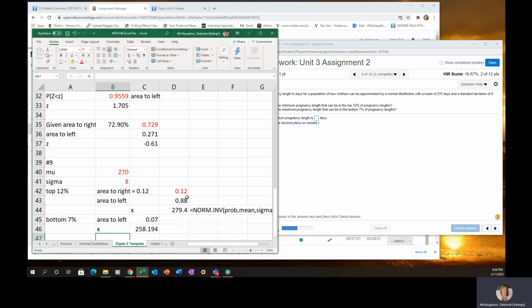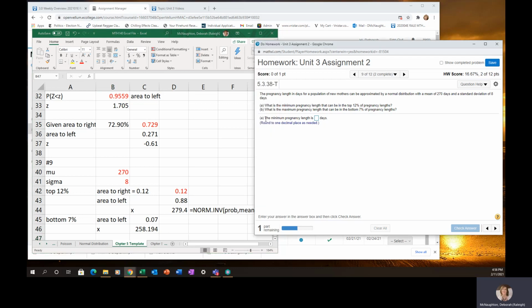For the top 12%, this should definitely be above the mean, and the bottom 7% should be below the mean. That's a check you can do to make sure that you didn't use the wrong probability. The top 12% should be above the mean, the bottom 7% should be below the mean. If you used 0.12, you would get a number below the mean.